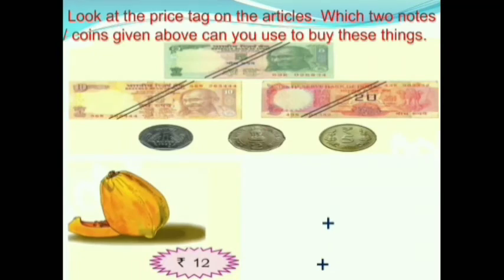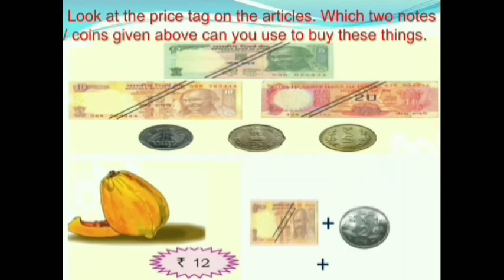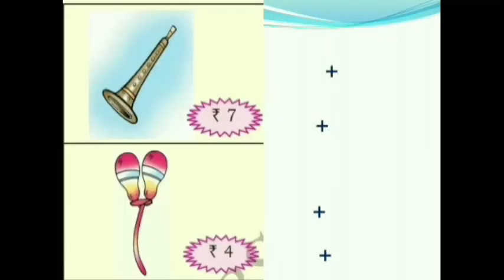Children, look at the price tag on the articles. Which two notes or coins given above can you use to buy these things? First we have papaya. The cost of papaya is 12 rupees. Here, which two notes or coins add up to 12 rupees? Yes, one 10 rupee note and one 2 rupee coin. Add up to 10 plus 2 is equal to 12 rupees.